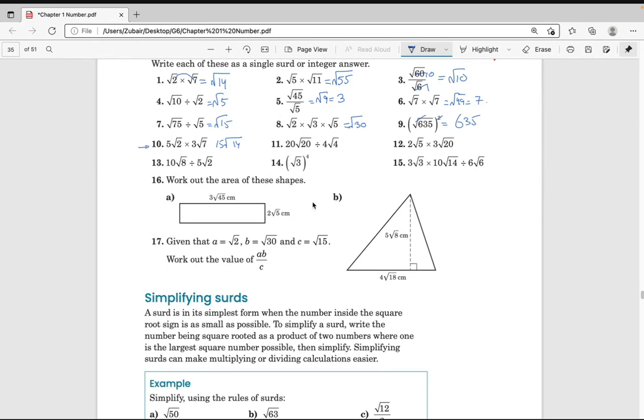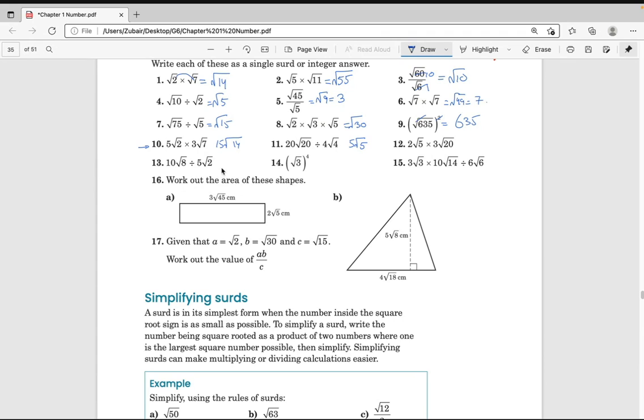Ali, 11th. Outer number with outer, inner with inner. Yes. 5. 20 by 4 is 5, and again 20 by 4 is 5. Yes. Haris, 13th.